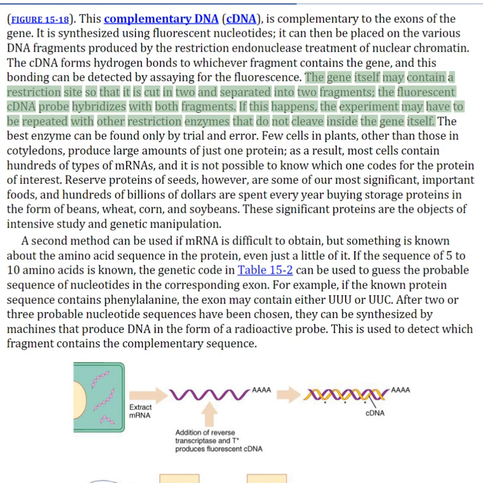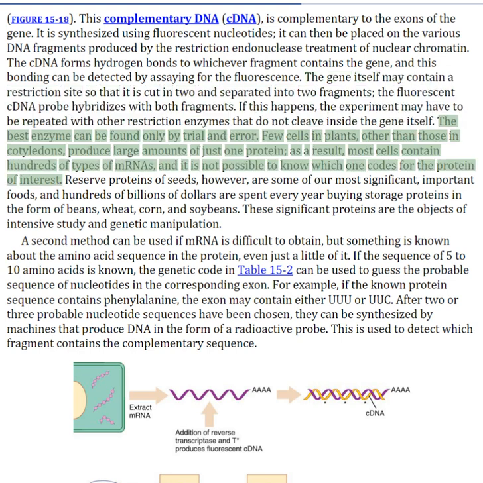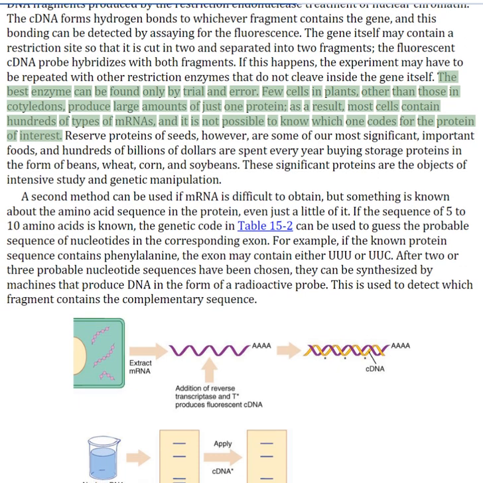If this happens, the experiment may have to be repeated with other restriction enzymes that do not cleave inside the gene itself. The best enzyme can be found only by trial and error. Few cells in plants, other than those in cotyledons, produce large amounts of just one protein. As a result, most cells contain hundreds of types of mRNAs, and it is not possible to know which one codes for the protein of interest.